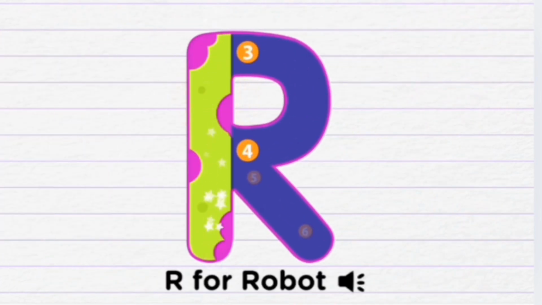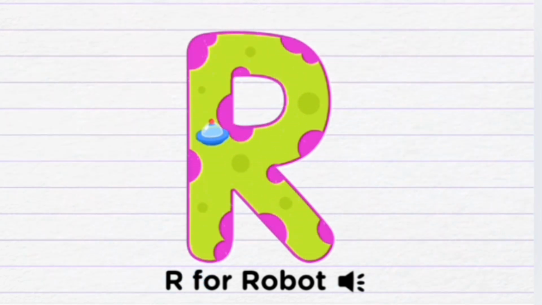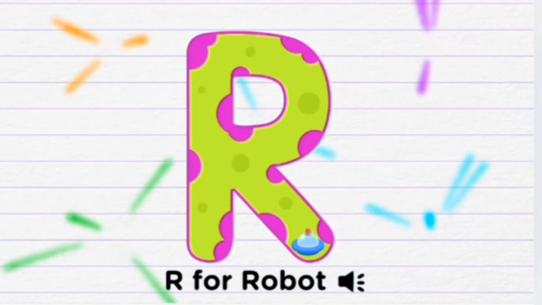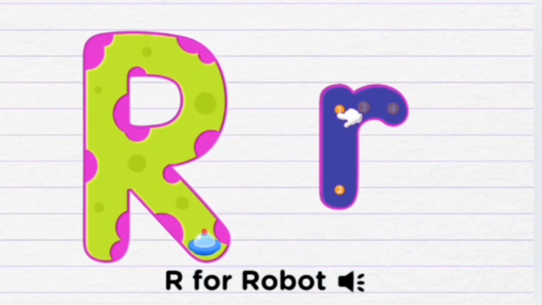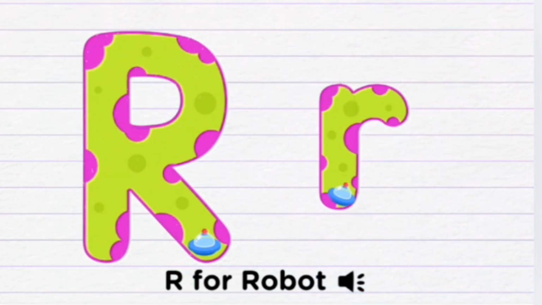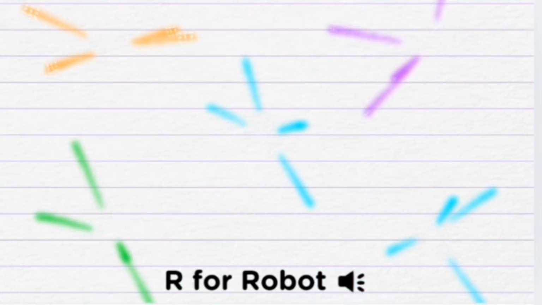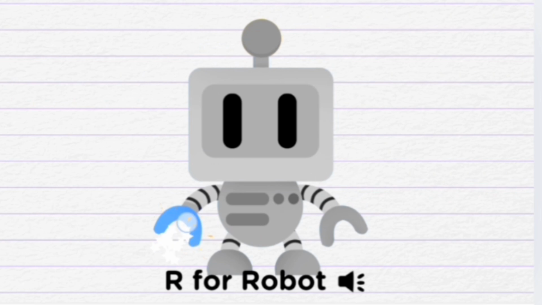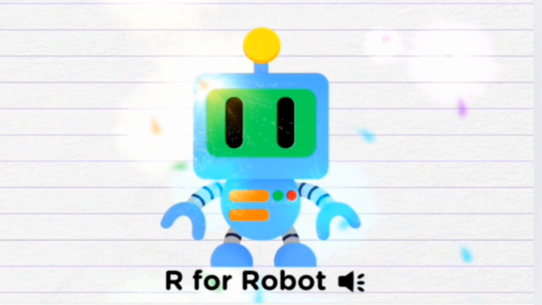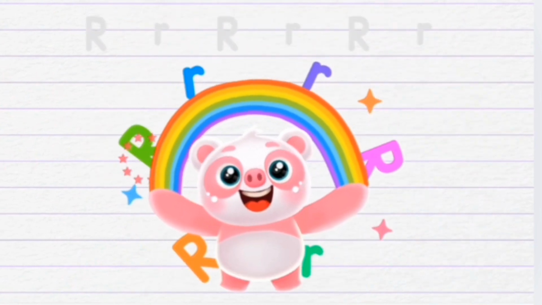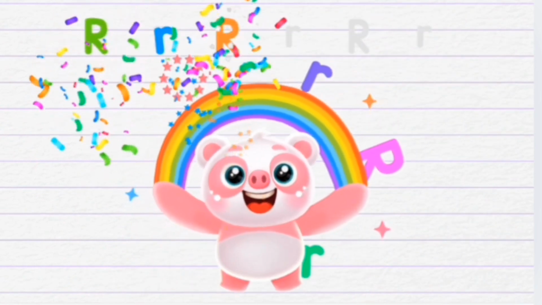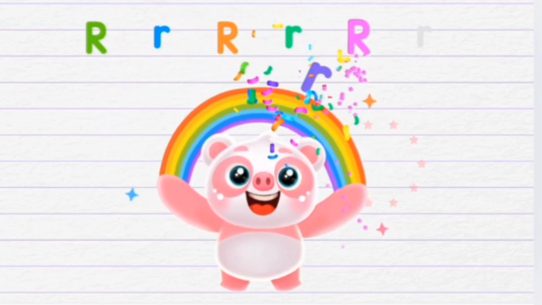Here is our next letter R. Trace it. Now trace small r. R is for robot. Now color robot. Wow, excellent. You did very well. Now find R, R, R, R.